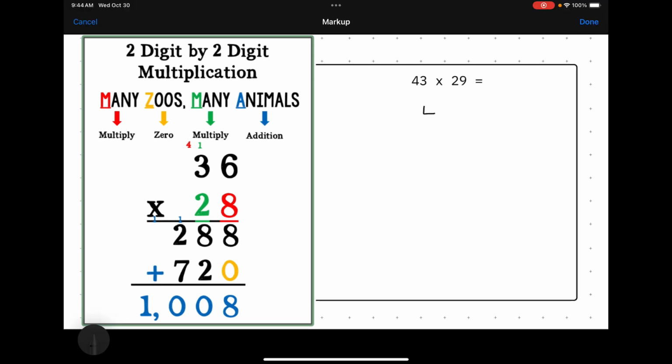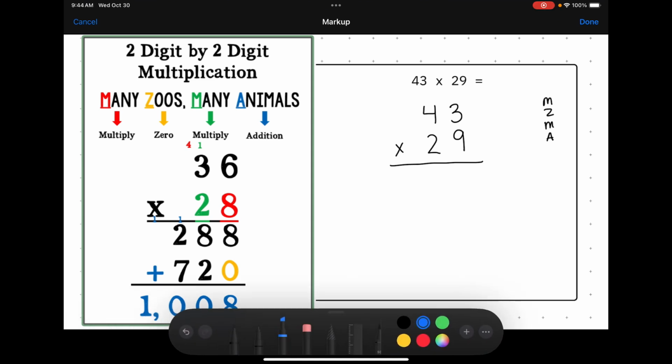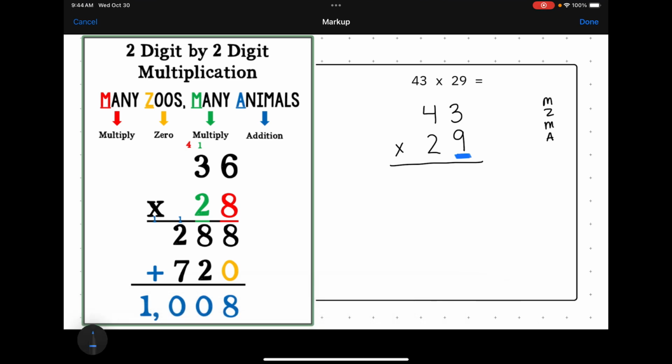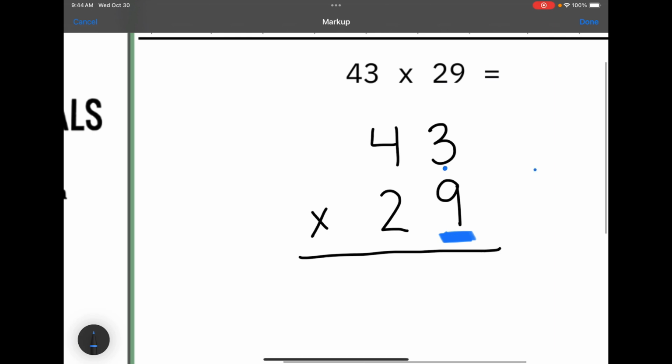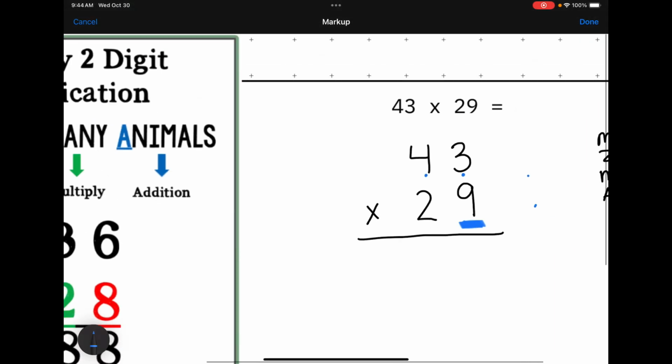Step 1, I have to set up my problem. So just like we normally do, we stack our numbers with our place values lined up, and now we can start our 2 digit by 2 digit standard algorithm. My first step in many zoos, many animals, MZ, MA, is to multiply. I'm going to multiply the 9, the ones place number on the bottom line. I like to call this the star of the show. We're going to multiply that 9 by both the 3 and then the 4.